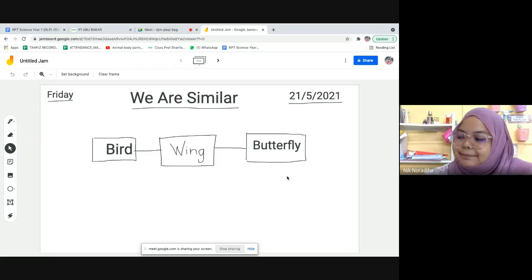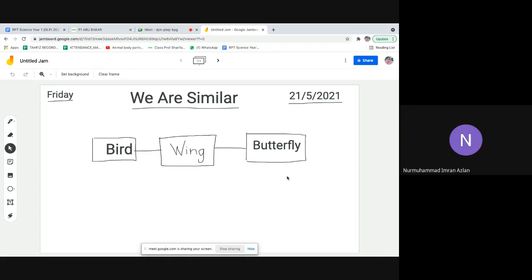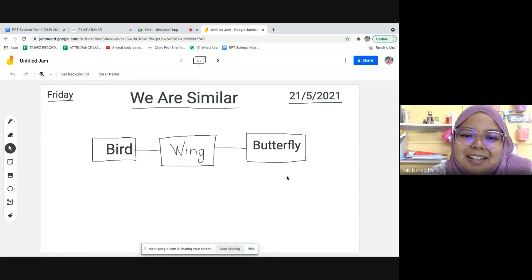If you haven't had your breakfast, you can go and grab some food. No problem. Which book? Cotton book, dear. The book that you write and draw in. Cotton book. Do you have it? English? Science. Do you have your science cotton book, Imran?